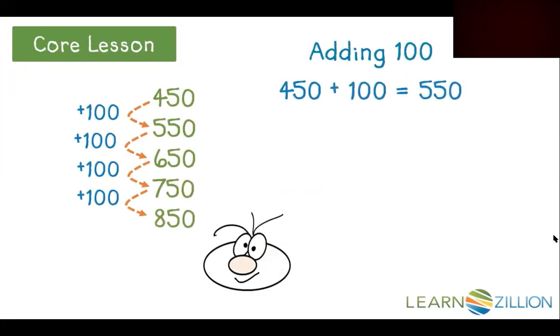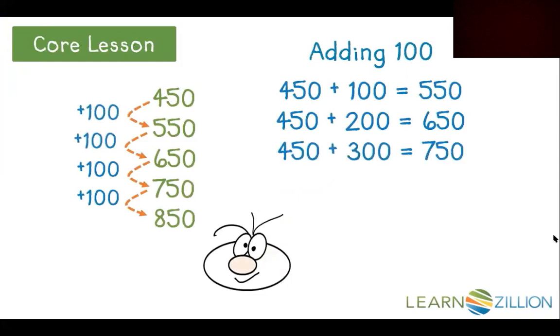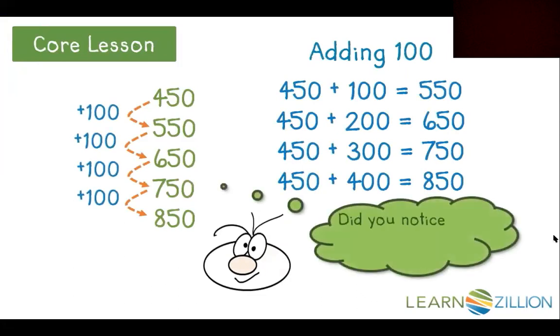We know that 450 plus 100 equals 550. 450 plus 200 equals 650. 450 plus 300 equals 750. 450 plus 400 equals 850. Did you notice the 50 in each number stayed the same?